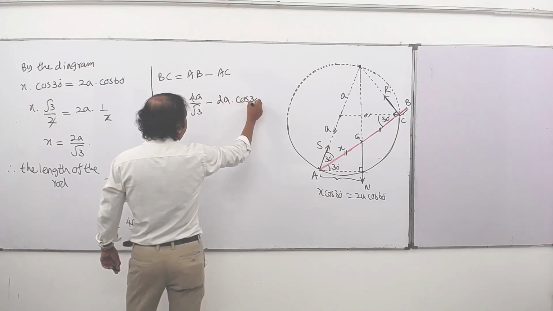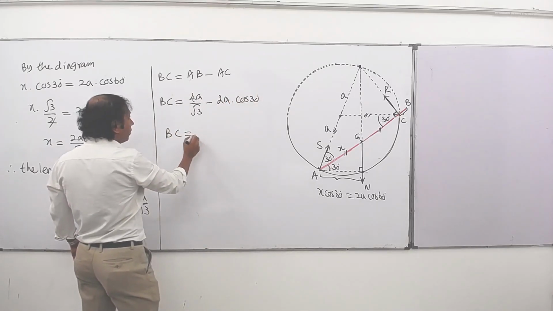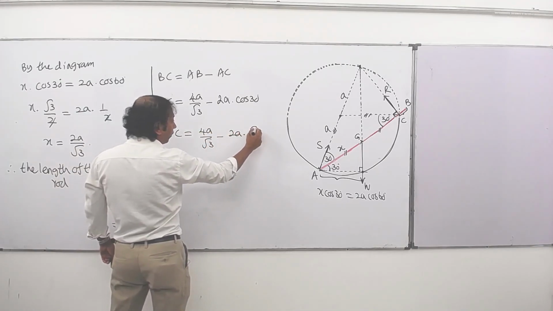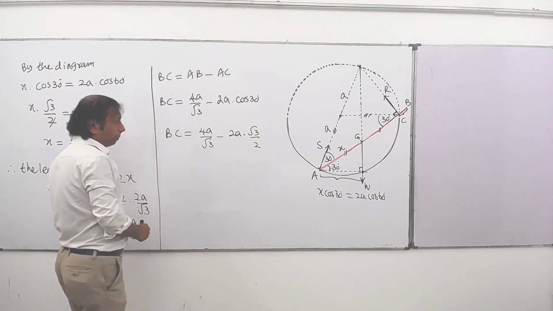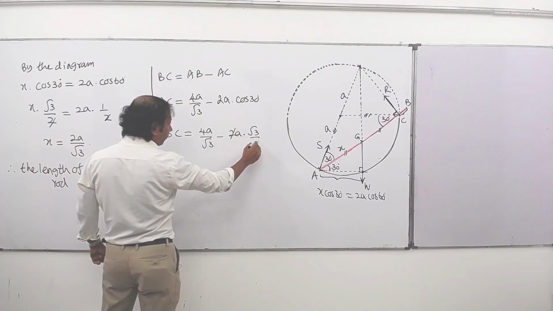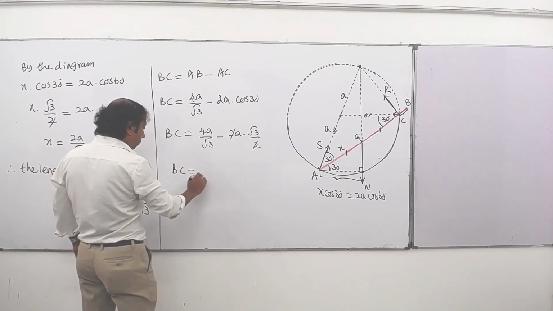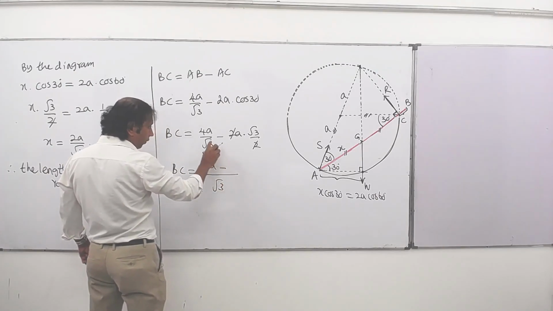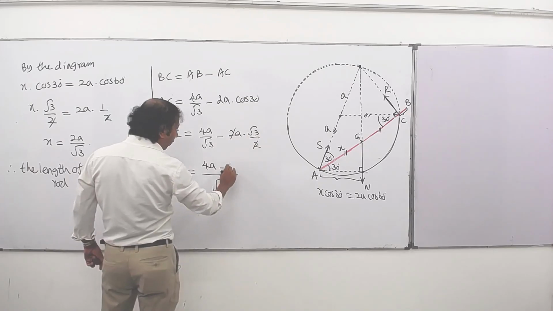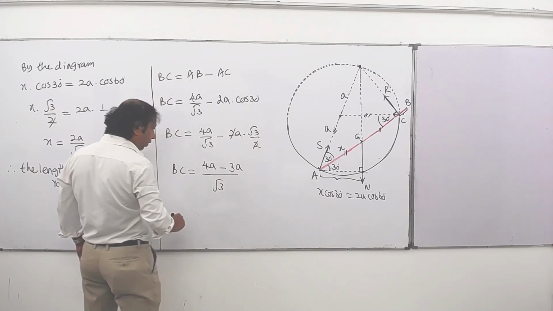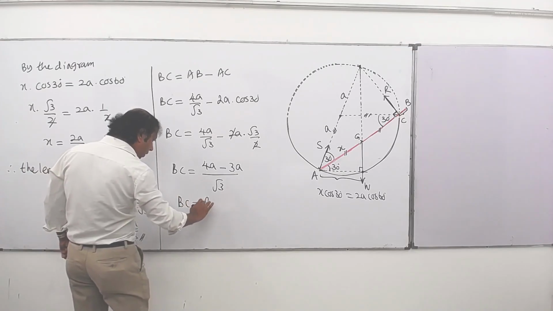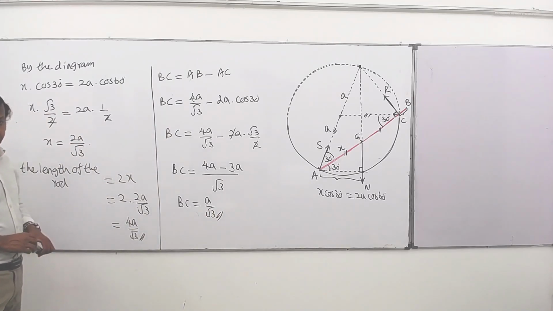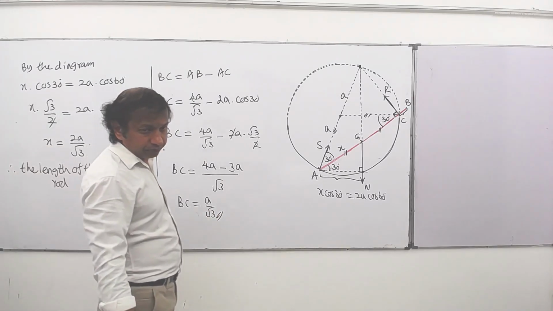2A cos 30. We get BC equals 4A over root 3 minus 2A cos 30, which is root 3 by 2. Then here we can cancel down this and this. Take root 3 as the common denominator. This is 4A minus root 3 times root 3, which is 3 times A. 4A minus 3A is A over root 3. That is the length. This is how we do it.